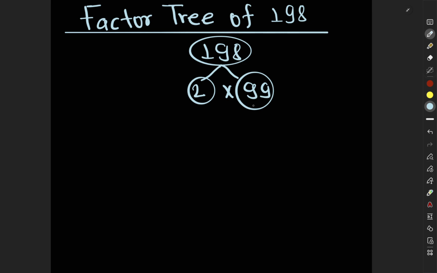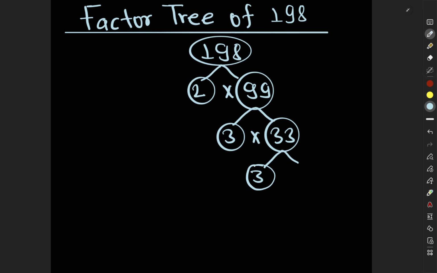Now 99 can be written as 3 times 33. 3 times 33 means 99. 33 can be written as 3 times 11. 3 times 11 means 33.